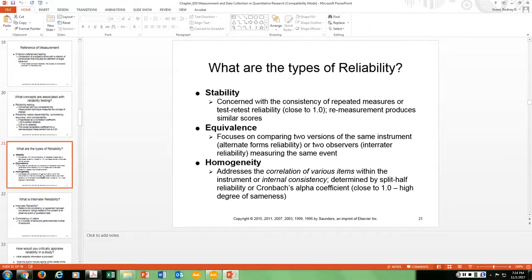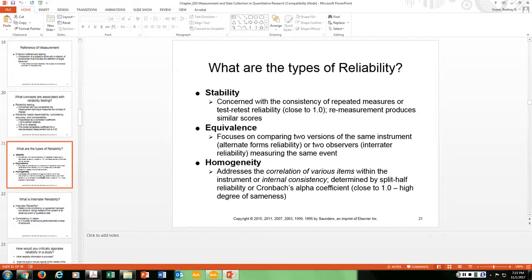Equivalence. This focuses on comparing two versions of the same instrument. So they make an instrument, but there are slightly different items on instrument 2 than on instrument 1. So the focus is on comparing two versions of the same instrument, called alternate form reliability, or it focuses on two observers, interrater reliability, measuring the same event. Are the observations equivalent?